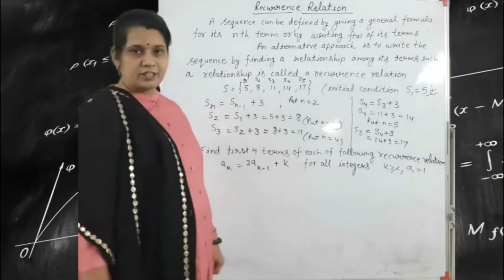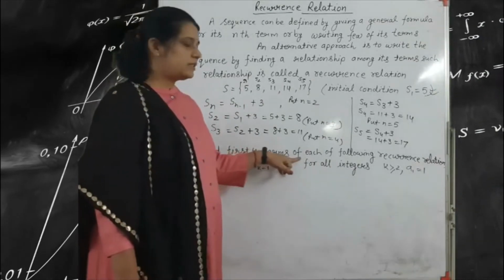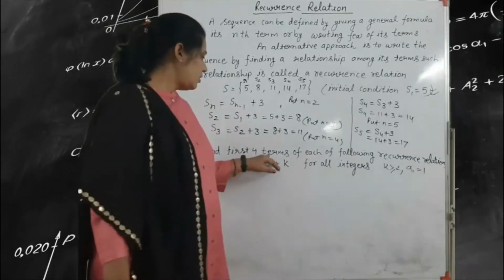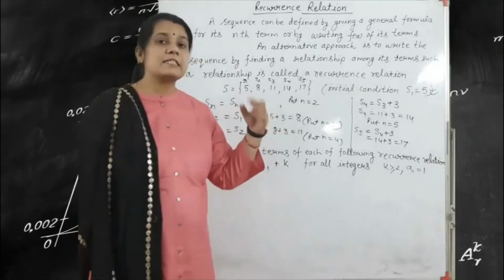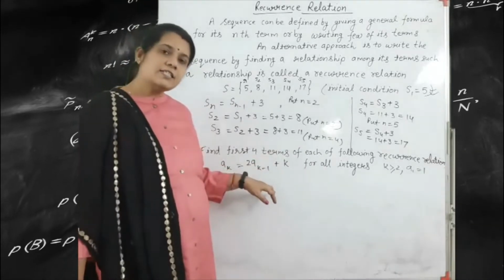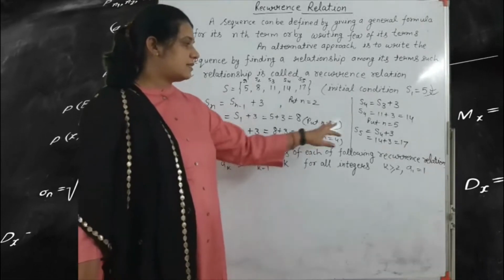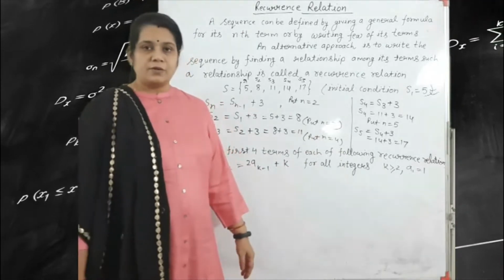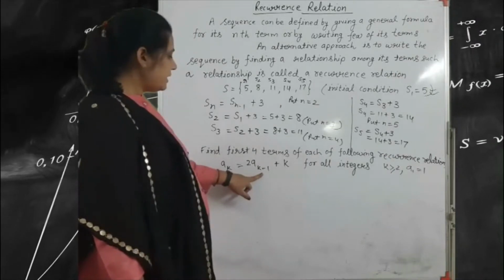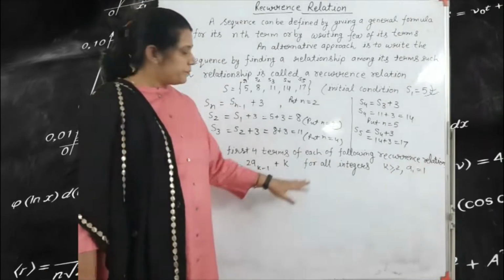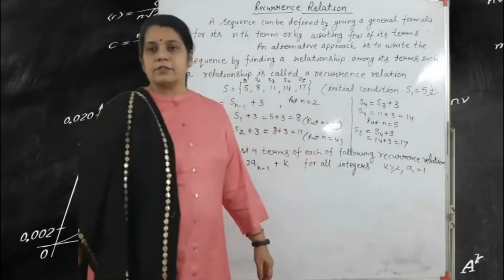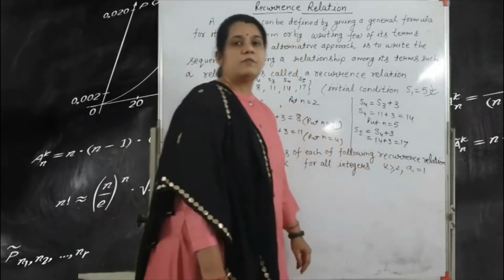Okay, our next question is: find the first four terms of each of the following recurrence relations. According to this question, we are given a recurrence relation, and with the help of this recurrence relation we find the sequence. The recurrence relation is a_k = 2a_{k-1} + k for all integers k ≥ 2, and a_1 = 1.